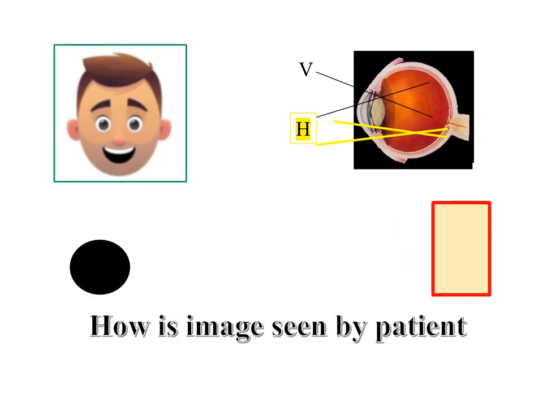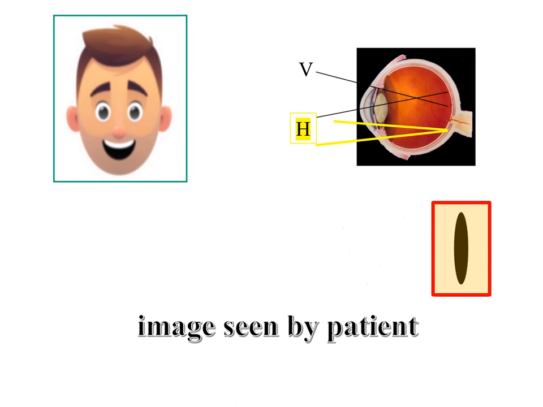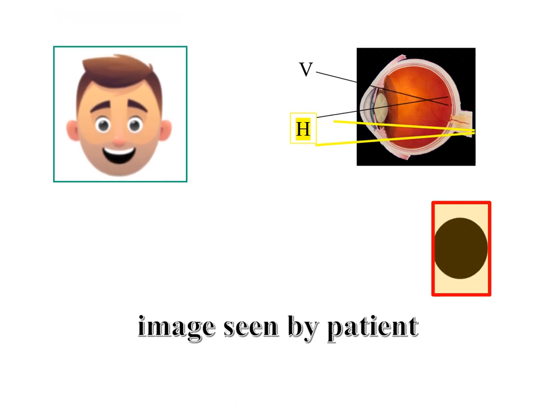How is the image seen by the patients? In this situation, everything is blurred on the retina because on reaching the retina, spots are very diffused. Now, if we focus one of the meridia on the retina, the other, the vertical, is still not focused, so dots will appear elongated like this, and the image will be elongated in such a way. This is when the circle of least confusion is on the retina. The shape is regular but blurred.